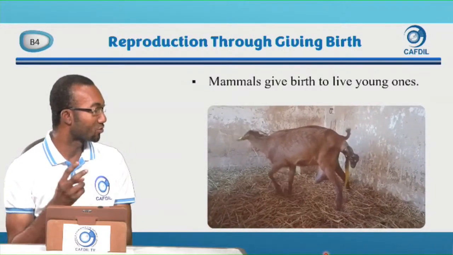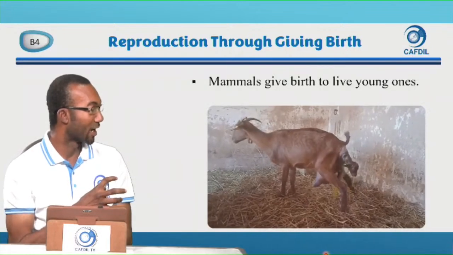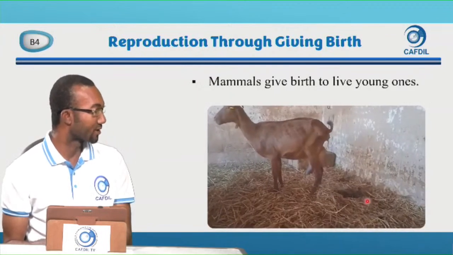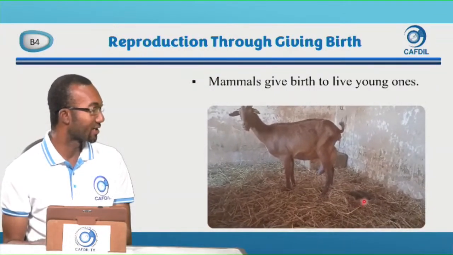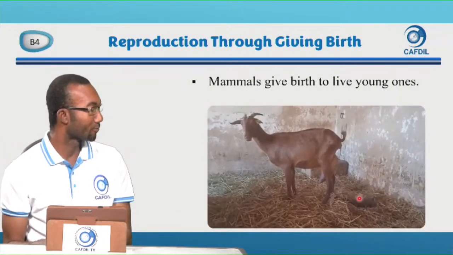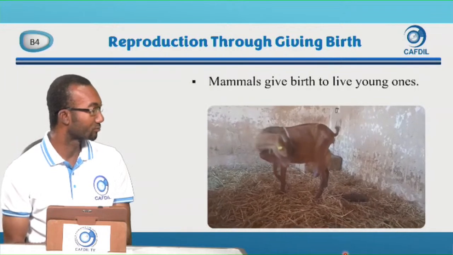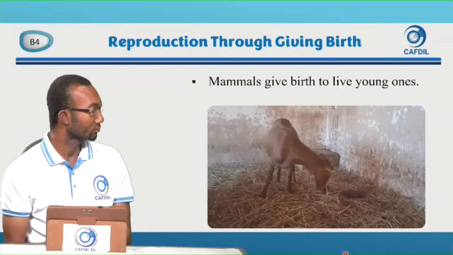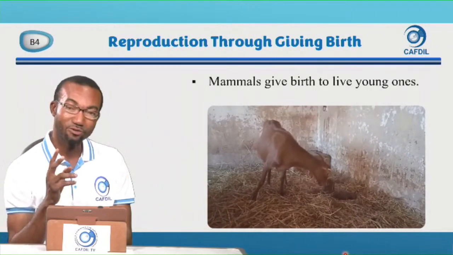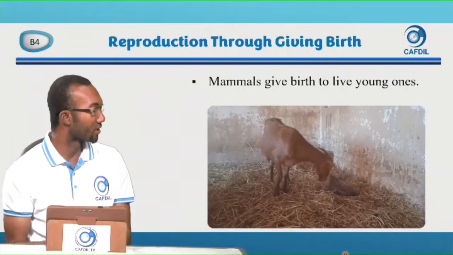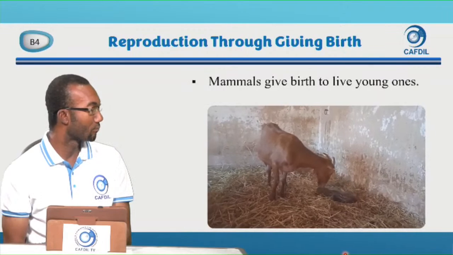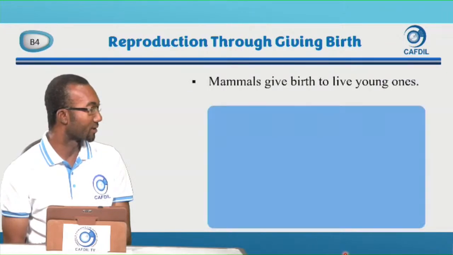So as I said, there are two ways of reproduction, either by giving birth or by coming from an egg. And goats, they give birth. So the goat has given birth to a new baby, and you call the baby kid. Yes, the goat has given birth. So right now we have two living things that give birth, human beings and goats. We will look at another one.